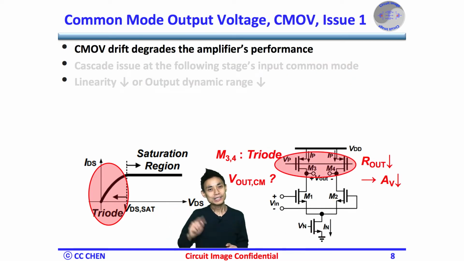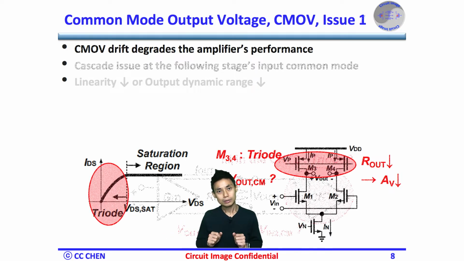Correct. The first issue is the output common mode drift will cause any transistor inside the amplifier to enter the triode region. In the beginning, we want the active load instead of the passive load to increase the output impedance, Rout, and the voltage gain. Obviously, the Rout of the M34 will be reduced a lot from the saturation region to the triode region. Therefore, we could dismiss the original design goal.